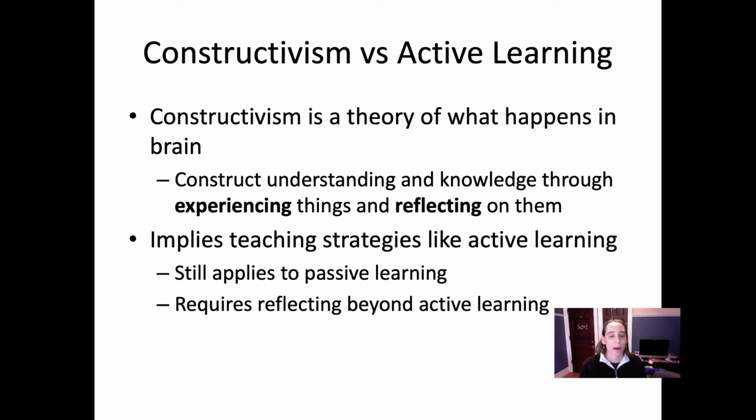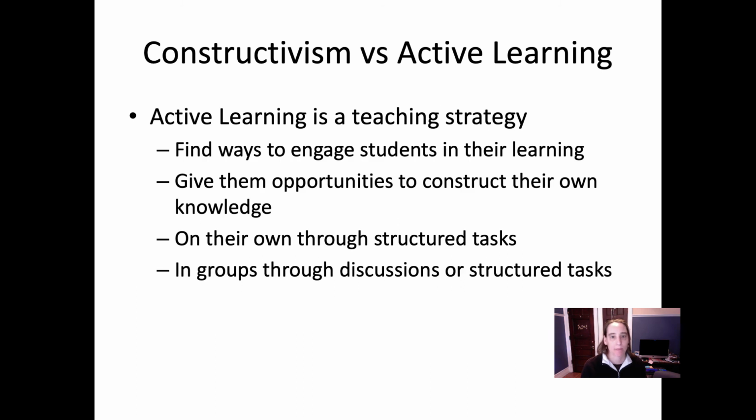And also there may be reflection involved beyond the active learning activity. So active learning is very closely tied to constructivism because it provides activities that fit well with the constructivist theory, but it's not the same because that's a teaching technique and constructivism is the theory. All right, so in active learning, we try to find ways to engage students. We give them opportunities to construct their own knowledge, and to do it on their own through structured tasks, or in groups through discussions and structured tasks.